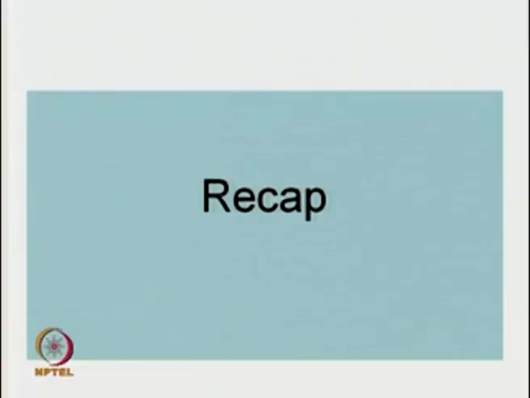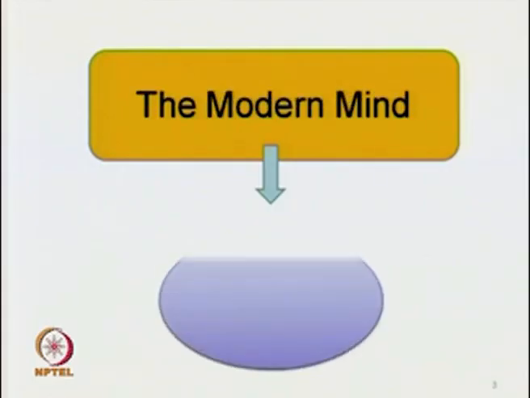Now, as always, let us do a recap of the last lecture. In the last lecture, which was devoted to the origins of the modern mind, we took the help of a work by Merlin Donald to understand the origins of the modern mind, that mind that created culture, okay? The way the narrative of the growth and development of such a mind is sketched out.